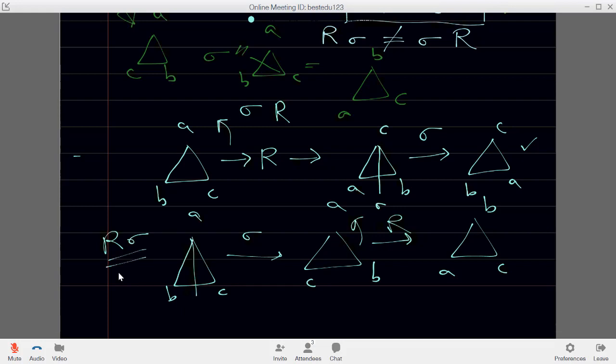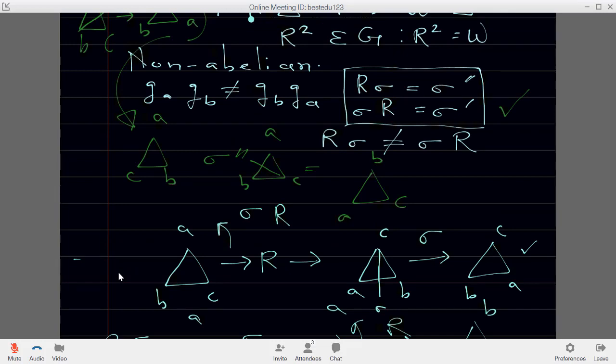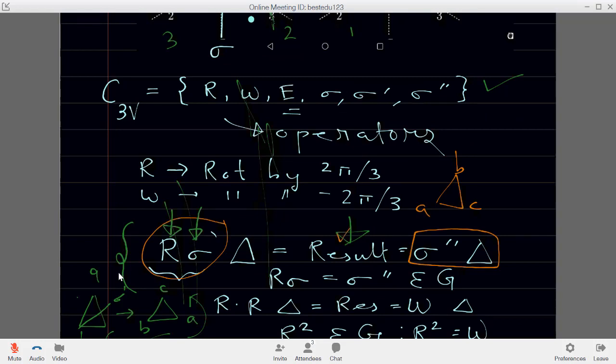Let's see sigma double prime. Sigma double prime goes like this. So, yeah, we got it. So if I do sigma double prime, then I'll get BAC. Yes, it's correct.